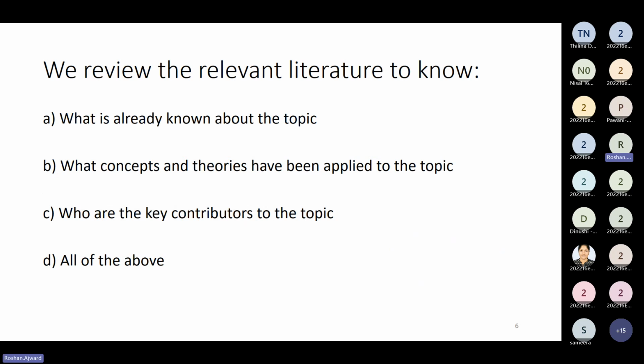Let's come to the next question. We review the relevant literature to know what is already known about the topic, what concepts and theories have been applied on the topic, who are the key contributors to the topic, all of the above. What do you think is the answer? A, B, C, or D?